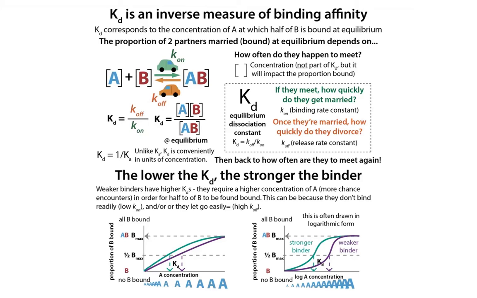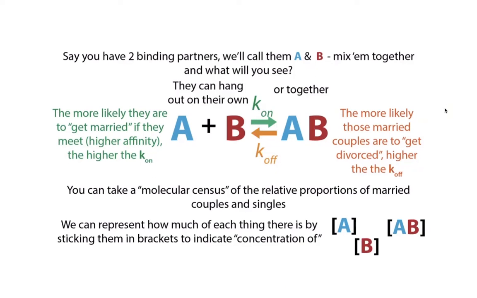We'll get into all of the math, but first let's think about it a little intuitively. Let's talk about taking a molecular census. So we're going to take these two binding partners, we'll call them A and B, mix them together, let them get married, that is bind, and divorce, that is unbind. And then we'll see how much of them are married and how much of them are single.